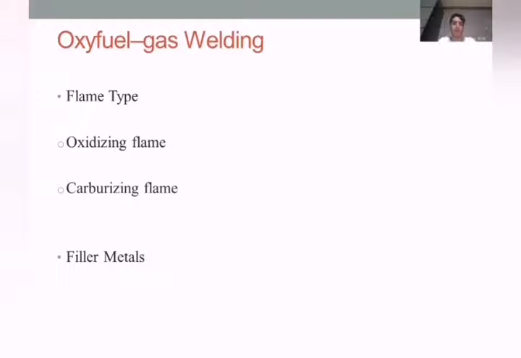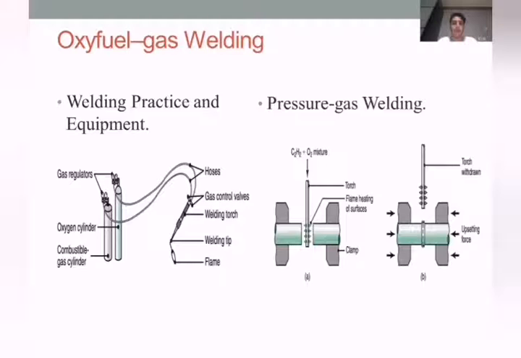In the next slide, we'll talk about the practice and the equipment of oxyfuel gas welding and pressure gas welding. Oxyfuel gas welding can be used with most ferrous and non-ferrous metals for almost any workpiece thickness, but the relatively low heat input limits the process to thicknesses of less than 6 millimeters. The equipment of oxyfuel gas welding consists basically of a welding torch connected by hoses to high pressure gas cylinders and equipped with pressure gauges.